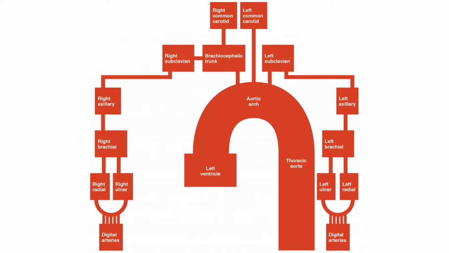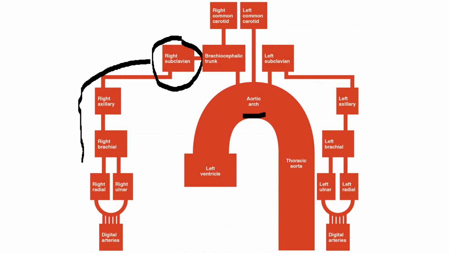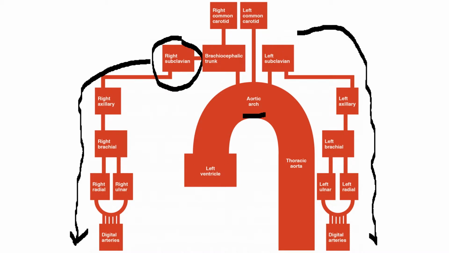This is just another schematic that I found. Some of you might find it helpful, some may not. Aortic arch, coming from the left ventricle, going up ultimately to the subclavian, right axillary, right brachial, right radial, right ulnar, and then the palmar and digital area. And of course, the same is going to happen on the left side, because you have two sides, your right arm and your left arm.